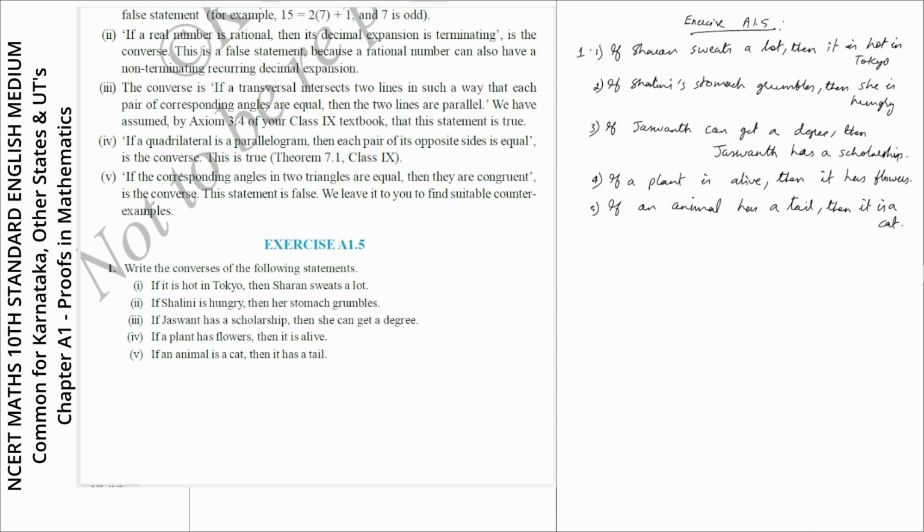Here, while stating the converse of the statement, we are not bothered about the truthfulness of the converse. For example, in the last sub question, if an animal is a cat, then it has a tail. The converse of this is, if an animal has a tail, then it is a cat. It's not necessary that every animal which has a tail is a cat, right? Therefore this converse may be false also. Similarly, in the first sub question, if it is hot in Tokyo, then Sharon sweats a lot. The converse is, if Sharon sweats a lot, then it is hot in Tokyo. Here also it's not necessary that whenever Sharon sweats a lot, it's hot in Tokyo. The converse need not be true, and we are not bothered about that. Our job is just to give a converse of the statement.